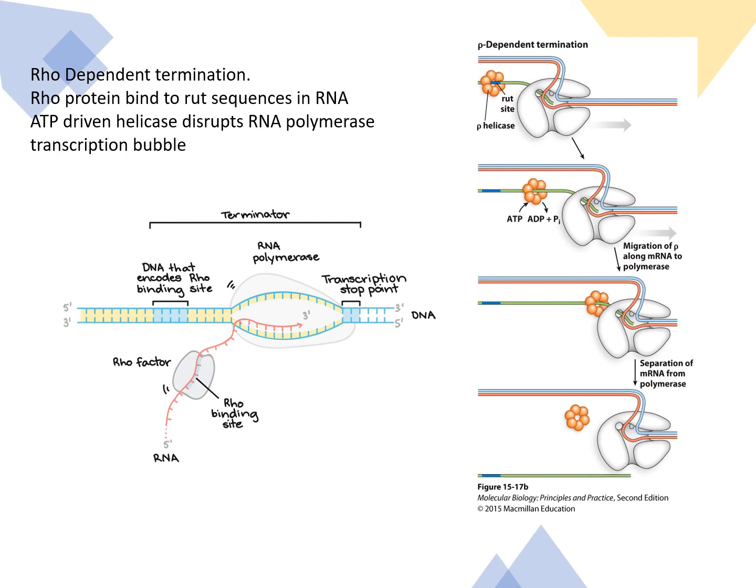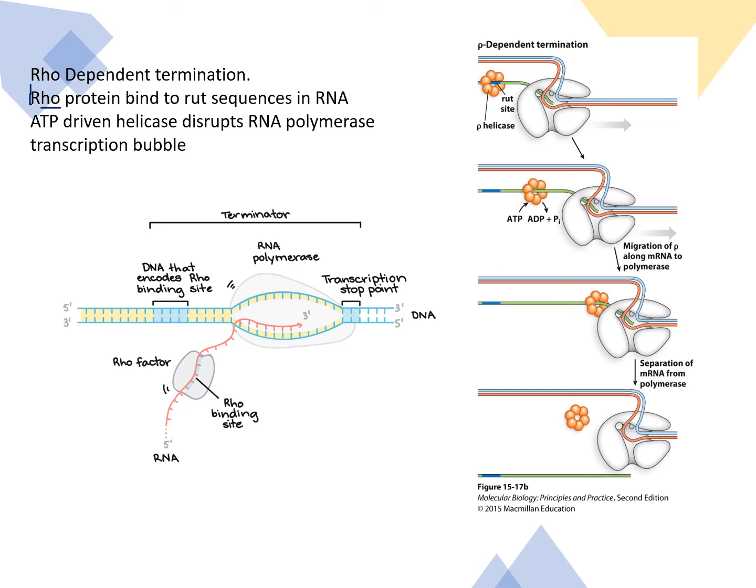Now we're going to look at rho-dependent termination. And what is rho-dependent termination dependent on? It's dependent on the protein rho, which you can see there, which binds to these sequences also in the gene. They're called rut sequences. And again, the polymerase actually has to transcribe through the rut sequences.